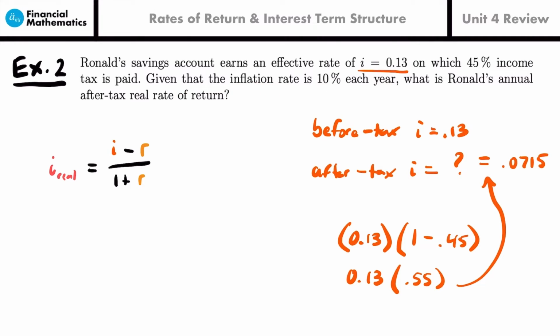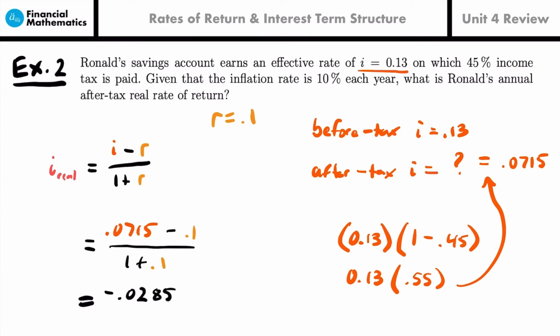We know that the inflation rate is 10% each year, which as a decimal means r equals 0.1. So here's our calculation. The real rate of return, or more specifically, Ronald's after-tax real rate of return, will look like this. We have that current after-tax return rate, which is 0.0715. We subtract the inflation rate, which is 0.1, and we divide by 1 plus the inflation rate, which is still 0.1. Okay, now simplifying, this will be equal to negative 0.0285 divided by 1.1.